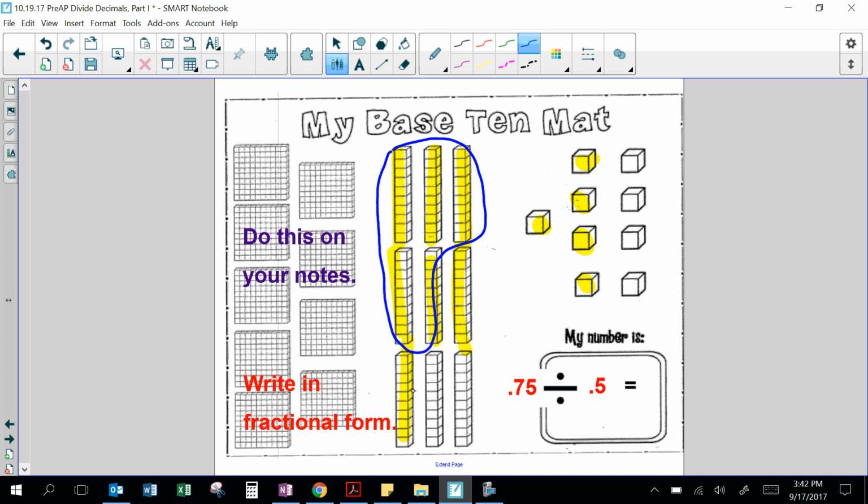I don't have enough to make a second group. So it goes in one group. I only have 25 hundredths left. 25 out of 50. Isn't that the same as saying 1.5? So how many 5 tenths go into 75 hundredths? 1.5.